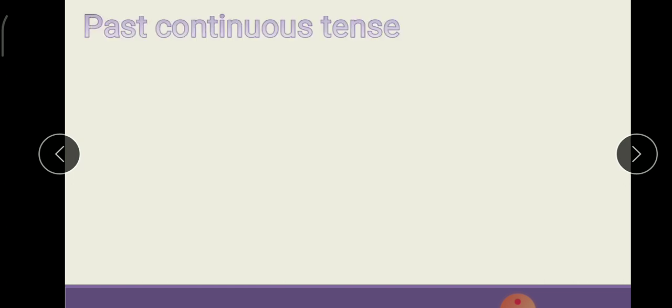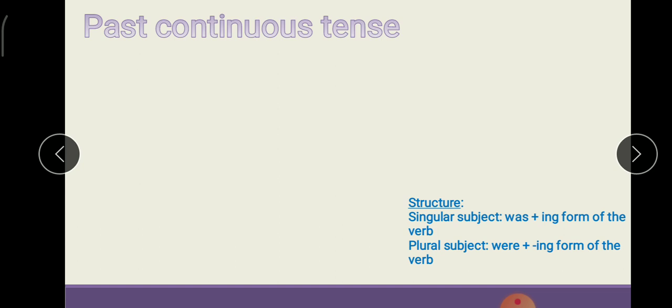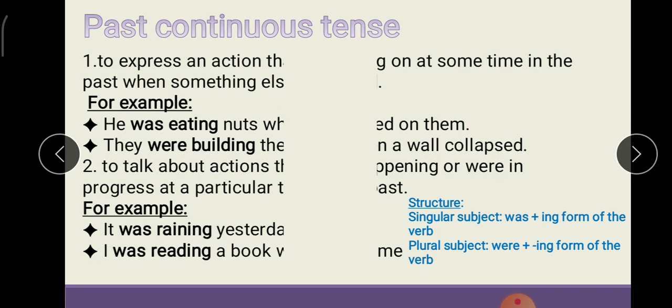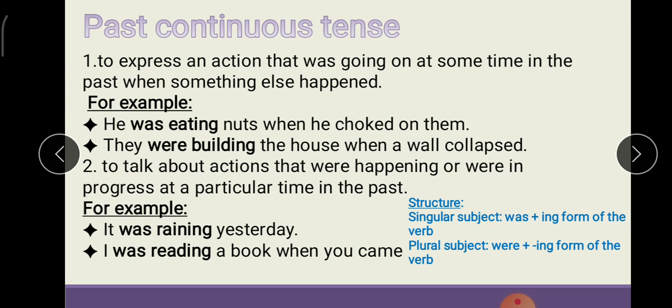Next is past continuous tense. The structure is, for singular subjects, was plus the ing form of the verb. For the plural subject, were plus the ing form of the verb. It is used to express an action that was going on at some time in the past when something else happened. For example, he was eating nuts when he choked on them. They were building the house when a wall collapsed.